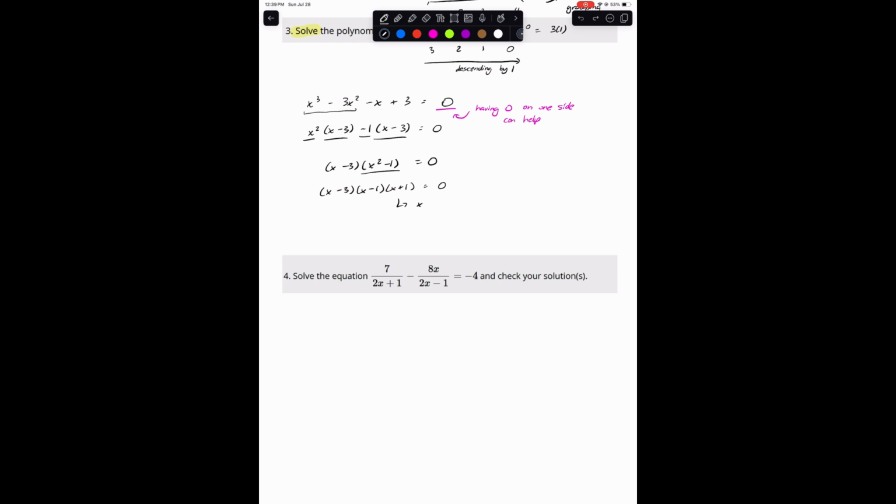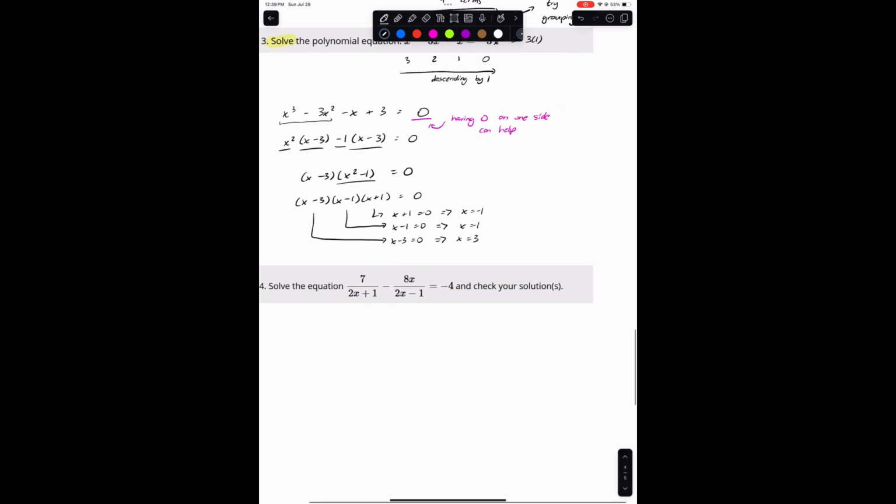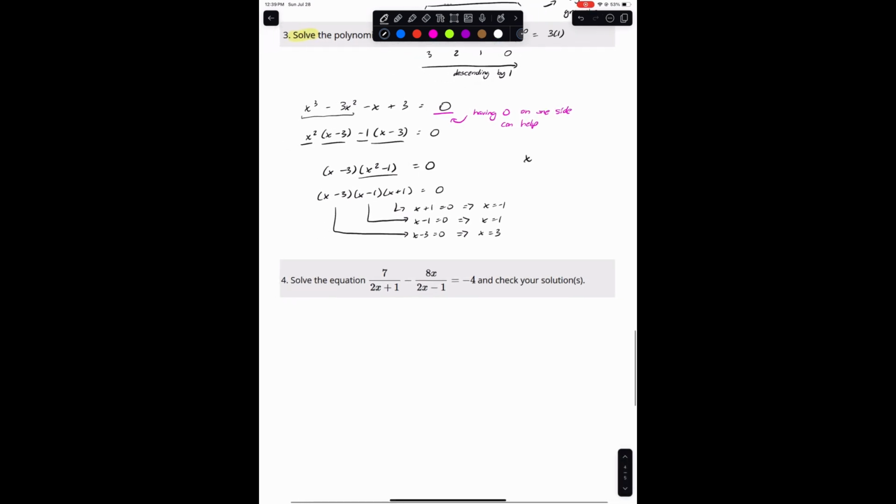So x + 1 = 0. This means x = -1. x - 1 = 0. This means x = 1. x - 3 = 0. That means x = 3. So our solution set is x equals, curly brace, -1, 1, 3.